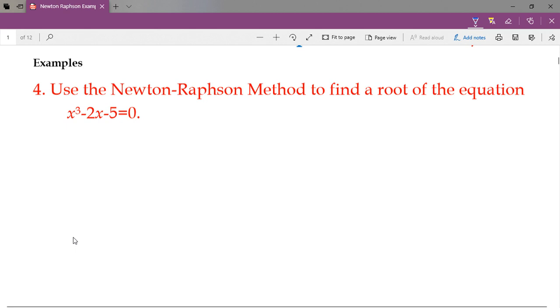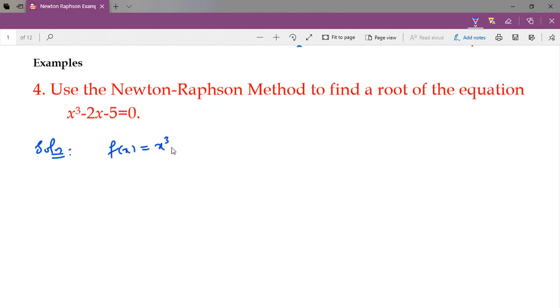Okay. So what is the solution? What is the given function? f of x is equal to x cube minus 2x minus 5 equal to 0. So what is f dash of x? f dash of x is equal to 3x square minus 2. Now let us see where the root lies, in which interval. That is by trial and error.